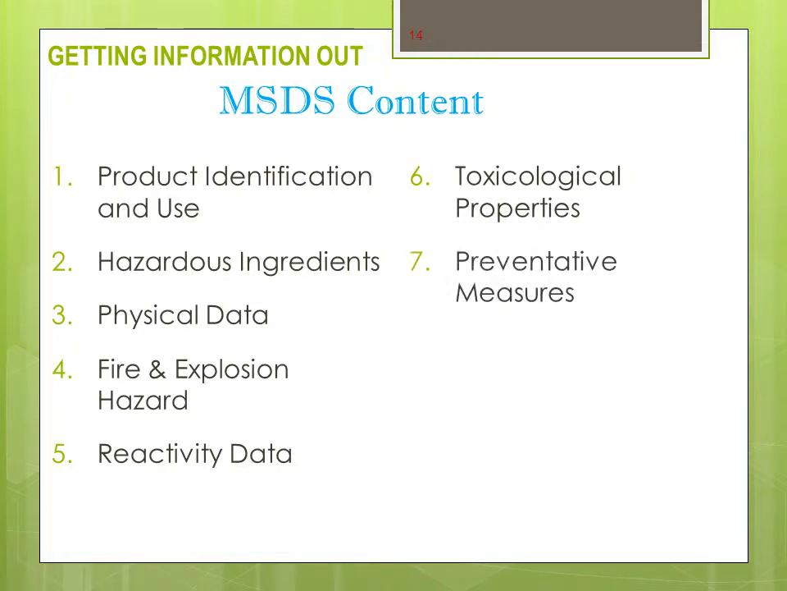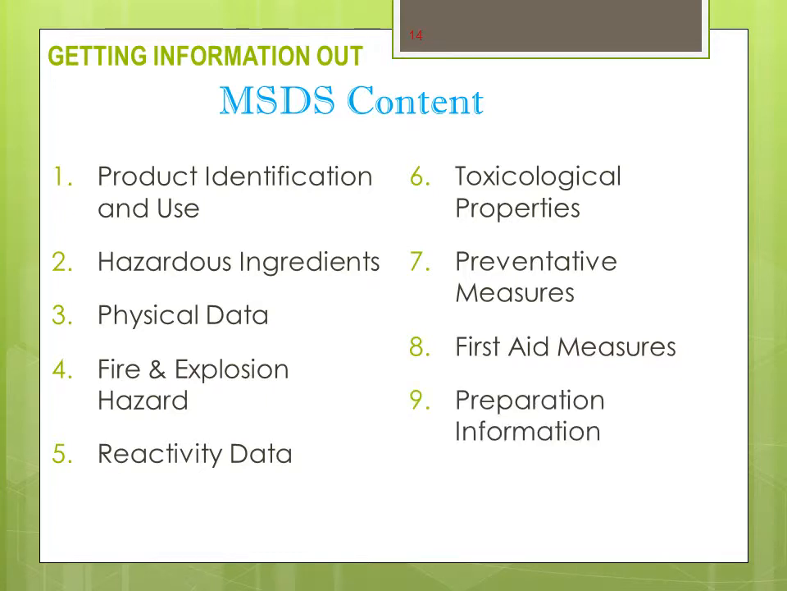7. Preventative measures. It must be spelled out specifically what types of personal protective equipment is needed. Just saying wear suitable eye protection or wear suitable gloves is not acceptable. 8. First aid measures. Instructions on how to treat an affected worker. And 9. Preparation information. This just talks about who prepared the information and the date this was done.